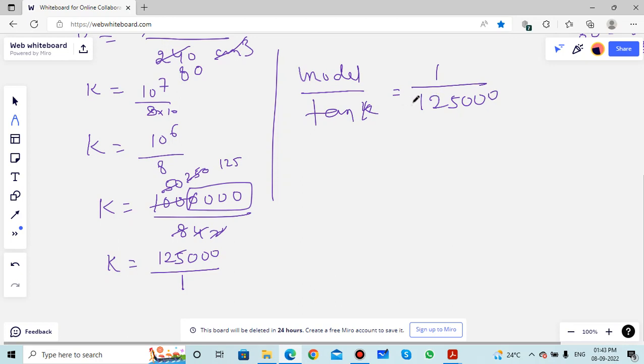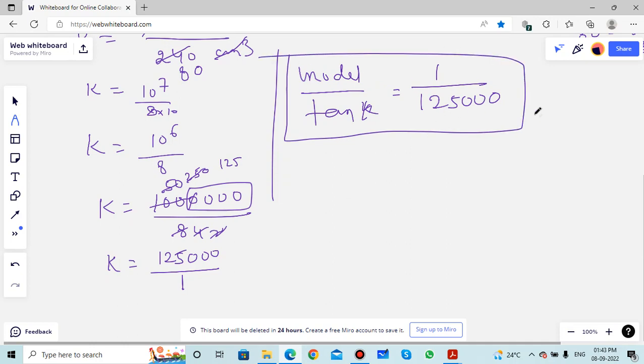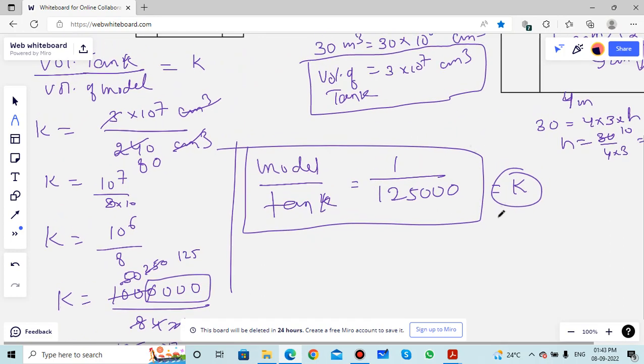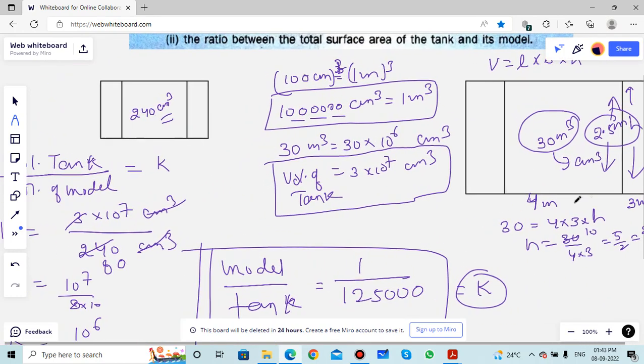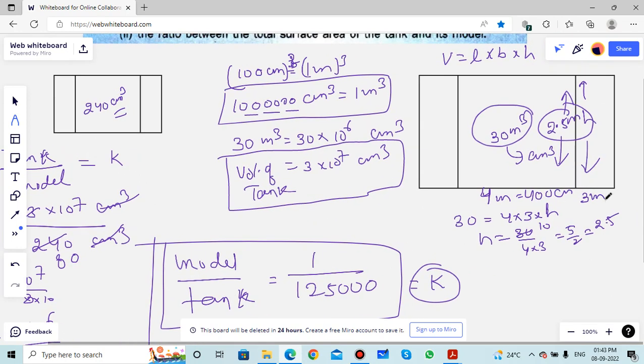Zero, this is the model, right? So 3 zeros. So model to tank is the k factor, we have got it. So this is k. Now once we have got k, we can find the corresponding size also, right? Corresponding size, this is 4. Remember, you have to convert this into centimeter, and this will be 400 centimeter, right? This is 300 centimeter, got it?